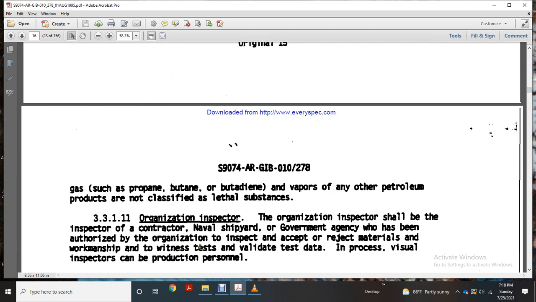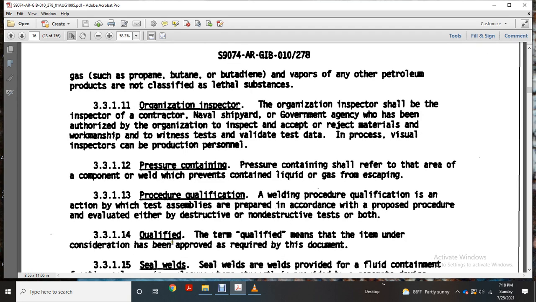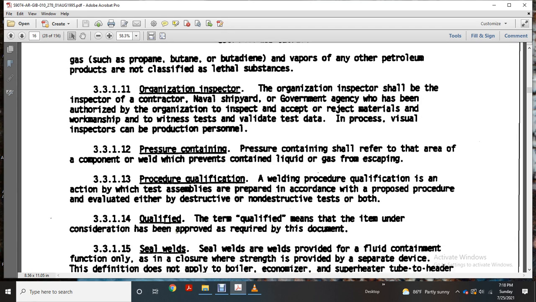Parts of the visual inspector can produce the personnel. Pressure containing. The pressure containing shall refer to the air with the component with which to prevent the contained liquid or gas from escape. The procedure qualification, while looking to proceed with the qualification, acts when the test assembly is prepared in accordance with the proposed procedure, evaluated either by destructive, non-destructive test or both. Qualified, with the term qualified meaning the item under consideration had been approved as required for the document.